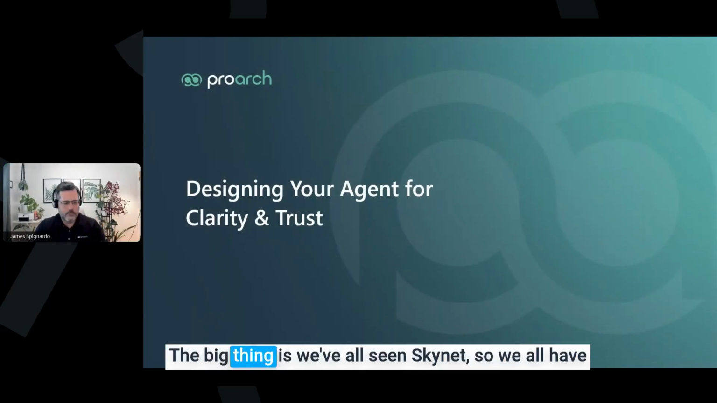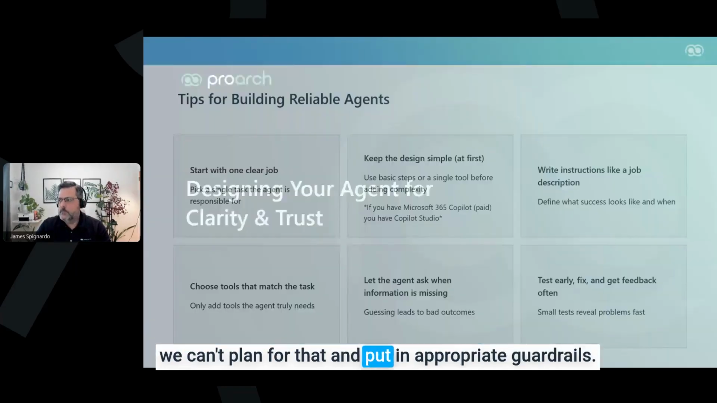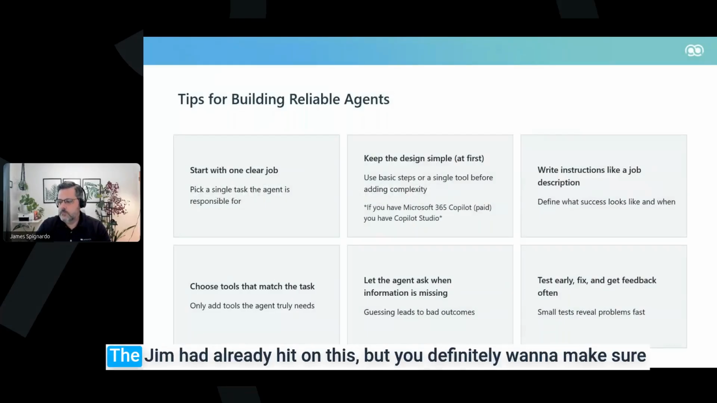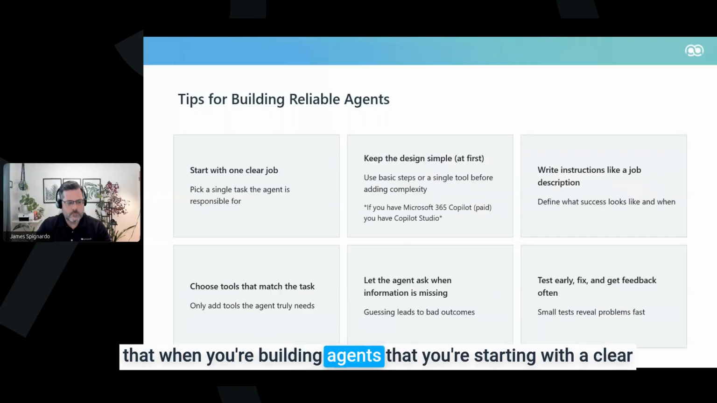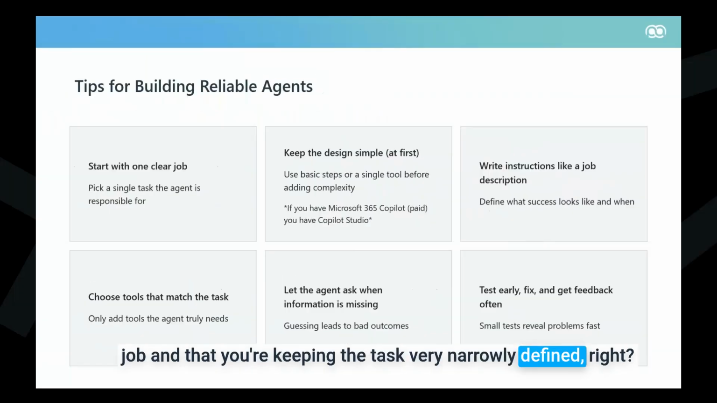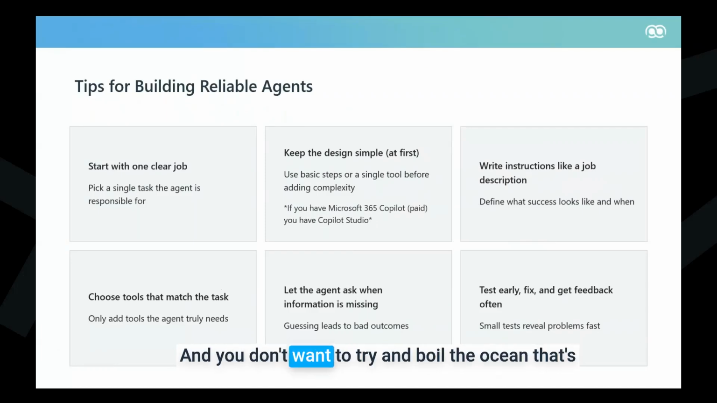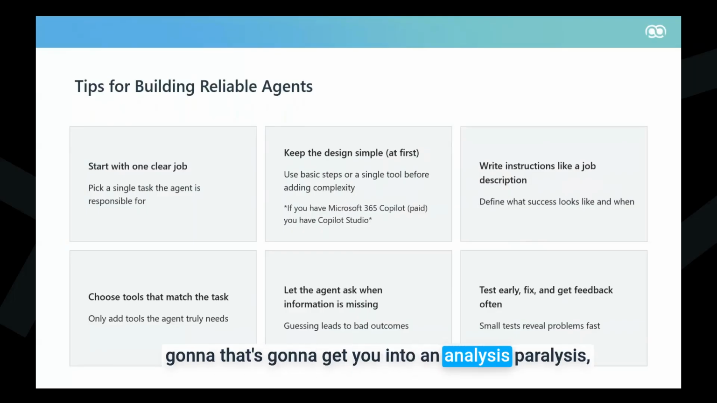Absolutely. The big thing is we've all seen Skynet, so we all have trust issues when it comes to AI, but that doesn't mean we can't plan for that and put in appropriate guardrails. Jim had already hit on this, but when you're building agents, you definitely want to start with a clear job and keep the task very narrowly defined. The KISS principle definitely applies here. You don't want to try and boil the ocean. That's going to get you into analysis paralysis, especially with the type of agents we have today.